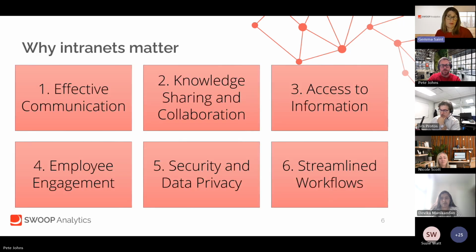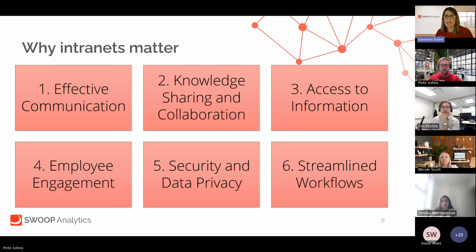So intranets, for probably most of you, are your primary communication channels. Please let us know in chat how you use your intranet. But actually, why do intranets matter? Overall, intranet management is crucial for optimizing internal communications. They help foster collaboration, they facilitate knowledge sharing, and they help improve employee engagement, ensure data security, and enhance organizational efficiency. So really, at its core, intranets are there to help your colleagues.